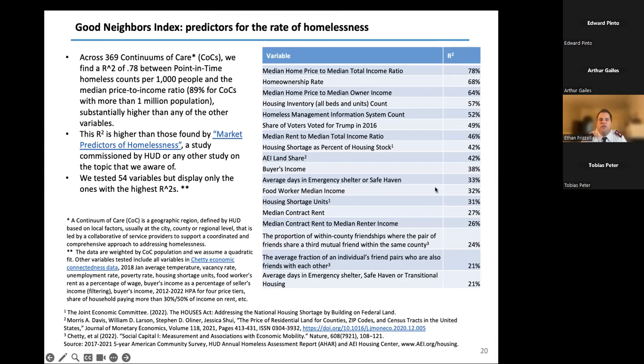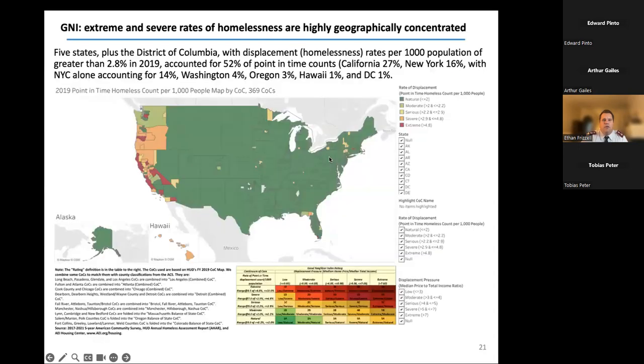We even looked at buyers' income, average days in emergency shelter, food workers' income. An interesting one, if you're familiar with Raj Chetty's work, on social connections too. We even looked at relationships in those areas, which comes out pretty close to median contract rent to median income. And so we went through all of these different factors, and I say we, it was AEI, and I appreciate being in the room, but over and over the same answer came up: median price to median income ratio is the primary indicator. And if you need clarification on that, again, I invite you to listen to this morning's recording. But that is the data that we use for AEI.